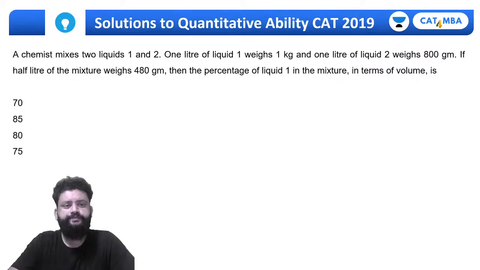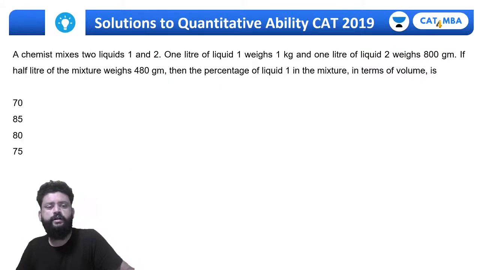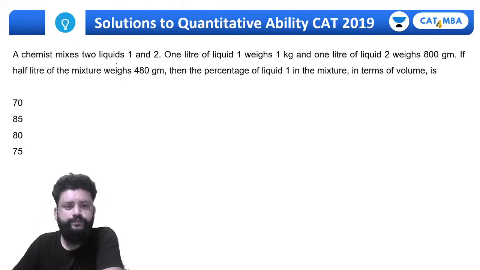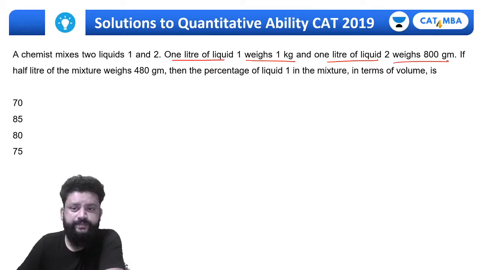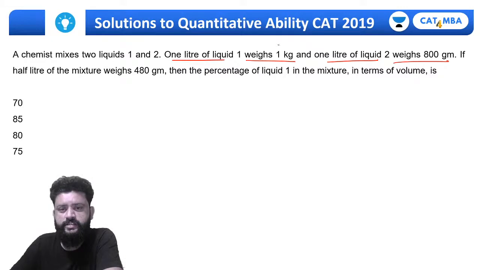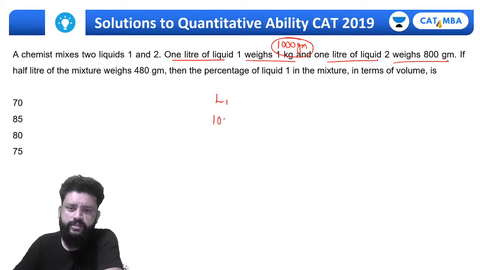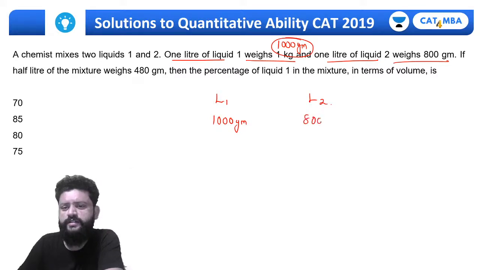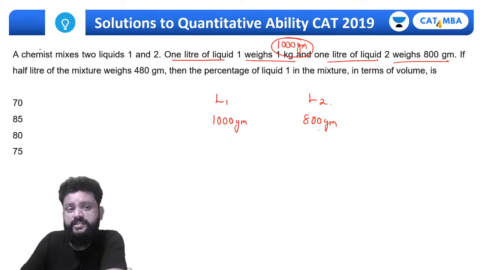Let's move to the next. A chemist mixes two liquids 1 and 2. 1 liter of liquid 1 weighs 1 kg and 1 liter of liquid 2 weighs 800 grams. 1 kg, this is 1000 gram. उसने दोनों को मिक्स किया तो डेफिनेटली ये क्वेश्चन चला गया अपना मिक्सचर्स एलिगेशन, द डायगोनल मेथड हमें यहाँ पे यूज करना है. दैट्स इट. लिक्विड 1 एंड लिक्विड 2 के ये है, यहाँ पे 1000 ग्राम वेट है, इसका वेट 800 ग्राम से, एंड दोनों को मिक्स किया तो हाफ लीटर मिक्सचर का वेट 480 आया.